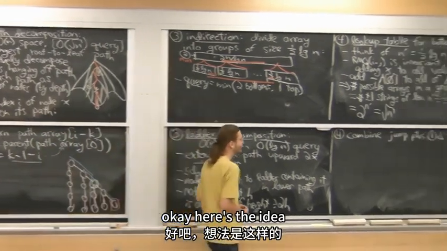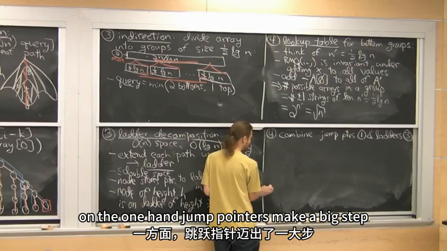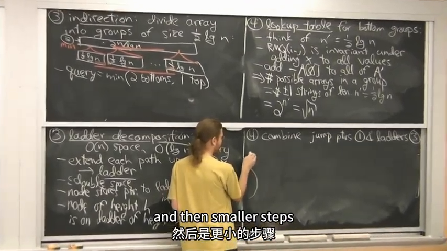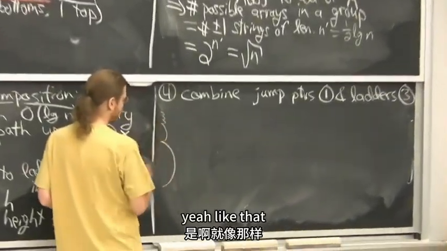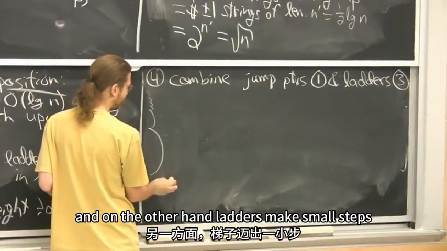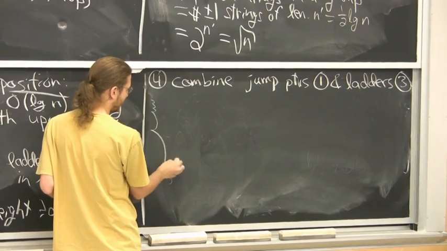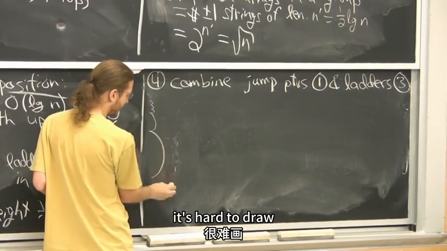Okay. Here's the idea. On the one hand, jump pointers make a big step and then smaller steps. And on the other hand, ladders make small steps. It's hard to draw.